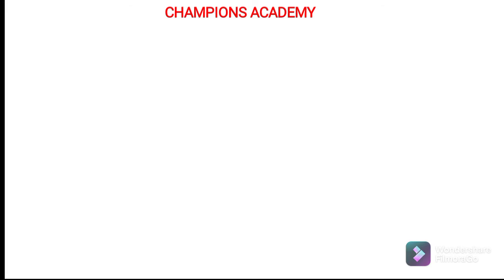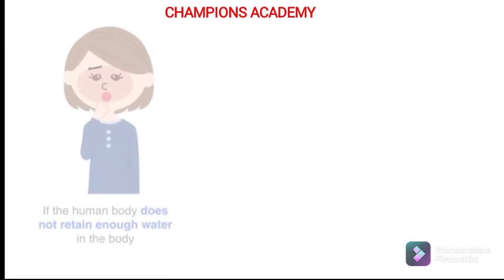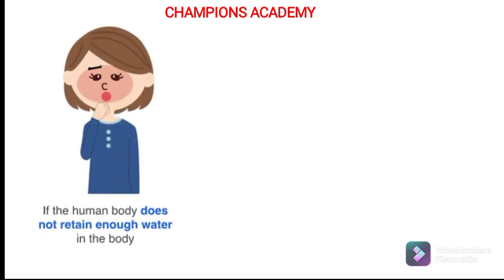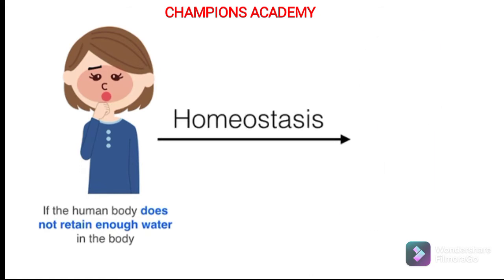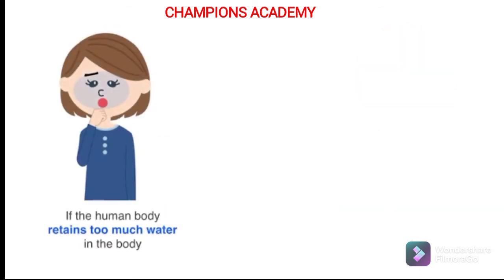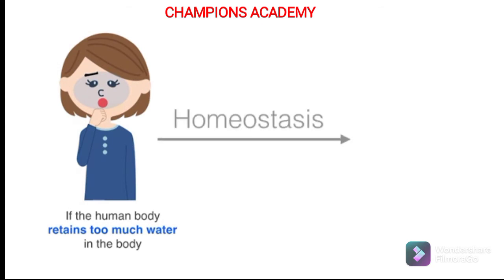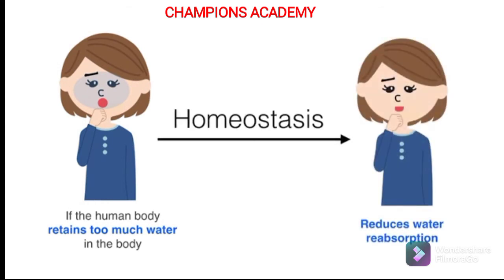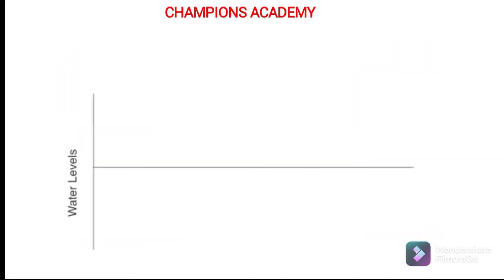Let's use a second example, just in case the temperature example didn't stick. The body maintains a constant amount of water in the body. If the human body does not retain enough water in the body, homeostasis will ensure that it will reabsorb more water into the body. Similarly, if the human body retains too much water in the body, homeostasis will work to reduce water reabsorption into the body. Yes, there is such a thing as drinking too much water. In the next topic, we'll learn how the body is able to do this using the kidneys through something called osmoregulation.